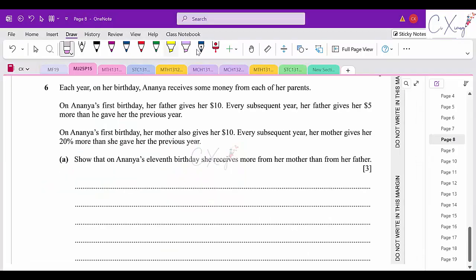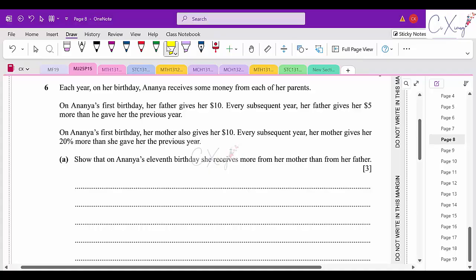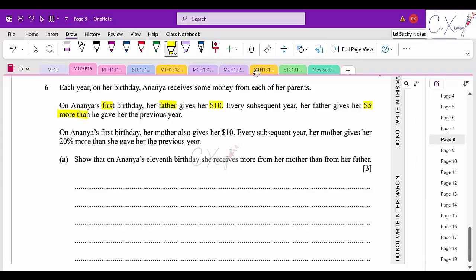Right, so now we are at question number 6. Each year, on her birthday, Ananya received some money from each of her parents. For the first birthday, her father gave her $10. Every subsequent year, her father gave her $5 more than he gave her the previous year.